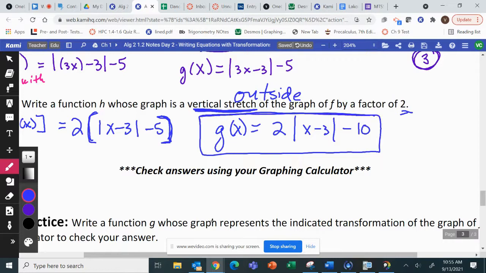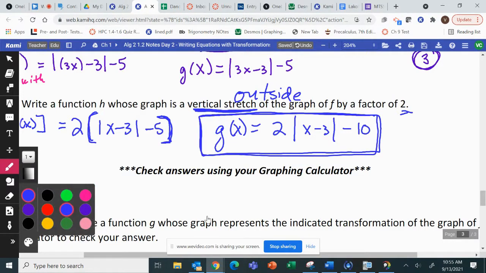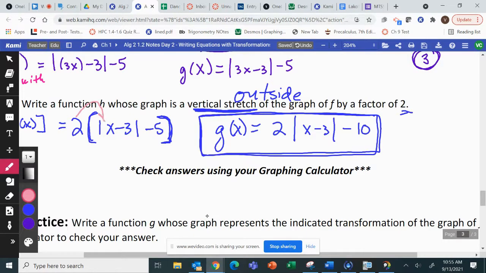Where did I get the 10? Right, we're going to distribute the 2 to the absolute value and to the 5, minus 5. Why didn't I change my 3 to a 6? Because it's outside. It's not inside, so we don't go in the inside. We stay on the outside.